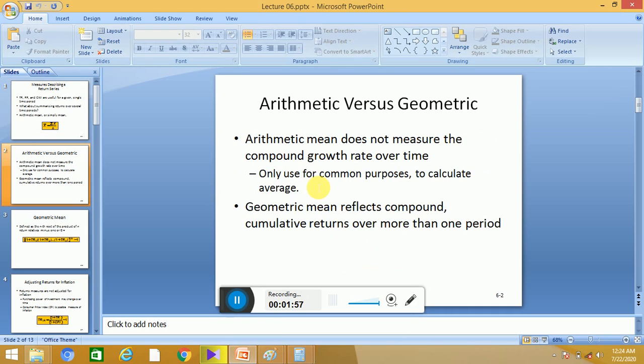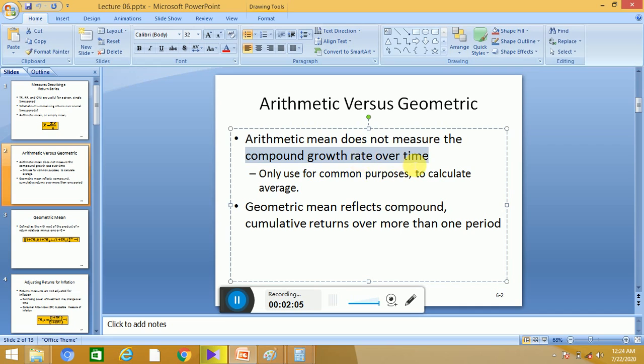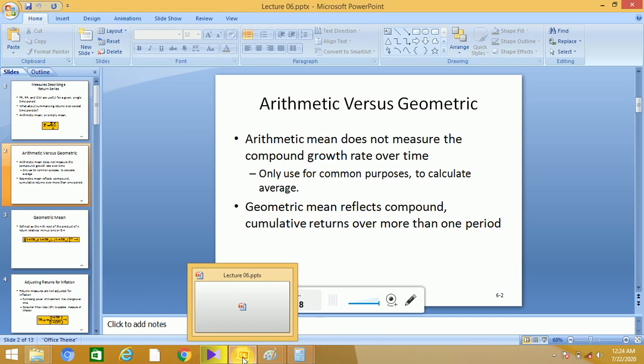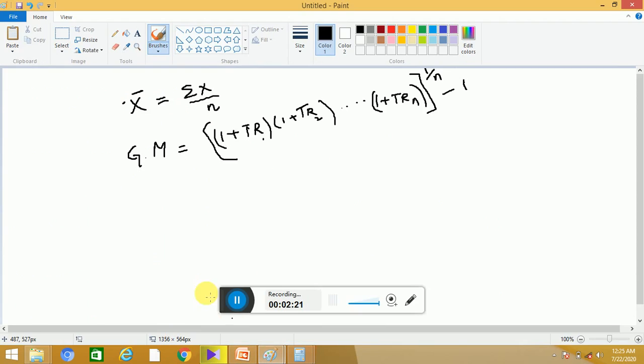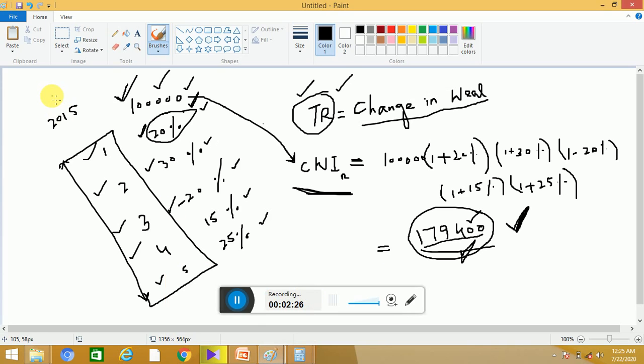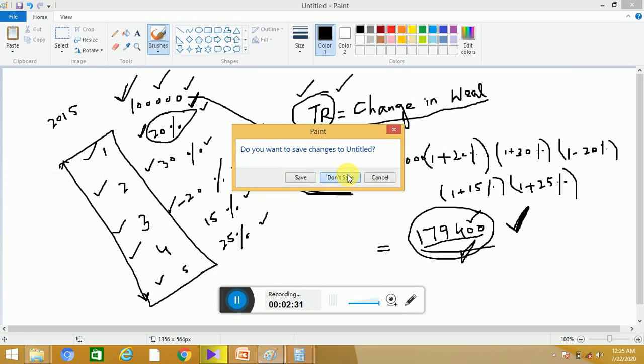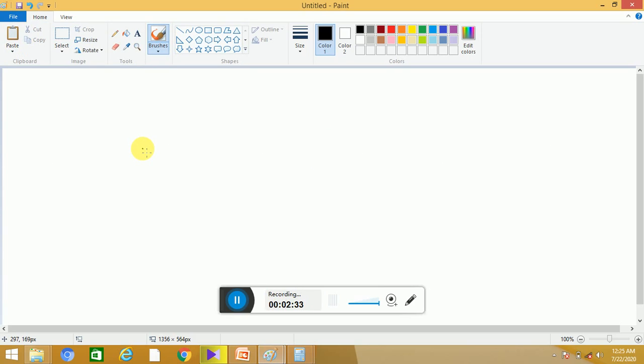Now keep in mind one thing: arithmetic mean does not measure the compound growth rate over time, while geometric mean measures compound cumulative returns over more than one period of time. Now we are going to take an example to see which mean, arithmetic or geometric, is a good and strong measure.